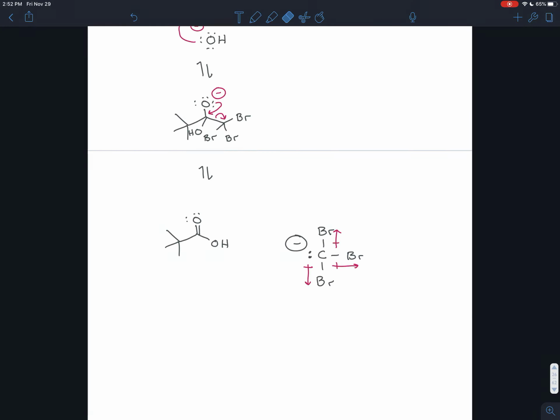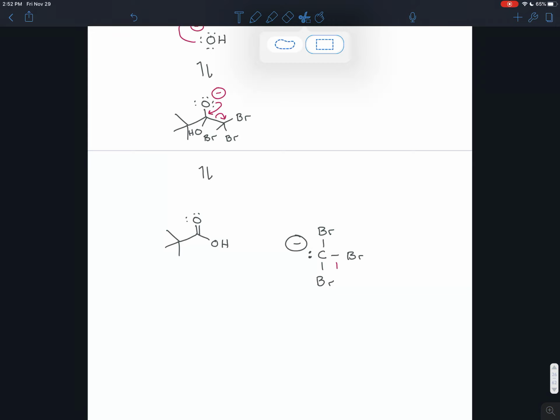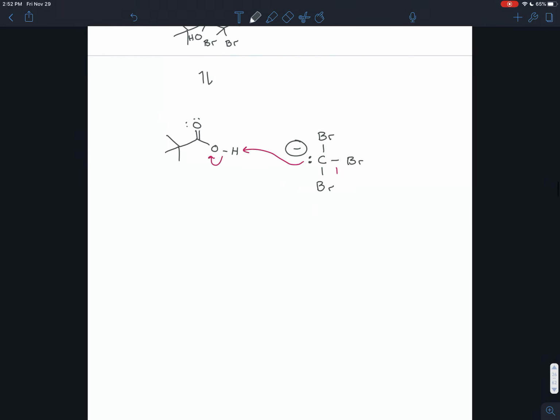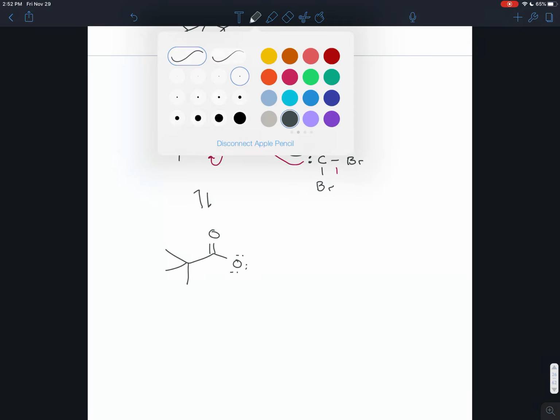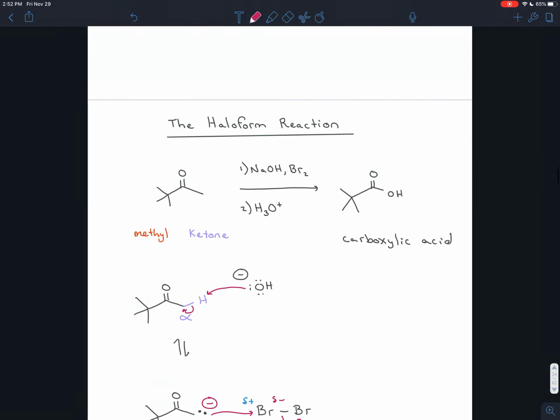Now the reaction doesn't stop there. This carbon atom with the 3 bromines is still, even though it's stabilized, it's not stable. It wants to react with something, and so it attacks this acidic hydrogen. The electrons snap back there, and so you end up with not a carboxylic acid, but a carboxylate. That's a carboxylic acid that has lost its acidic hydrogen and has a full negative charge instead. So a carboxylate. That's what you end up with after that first step.